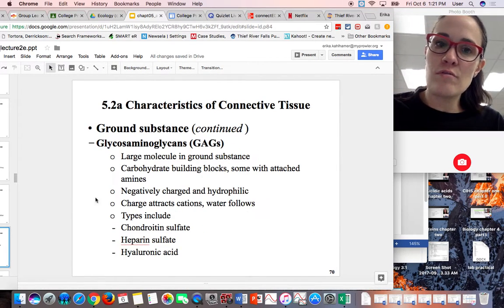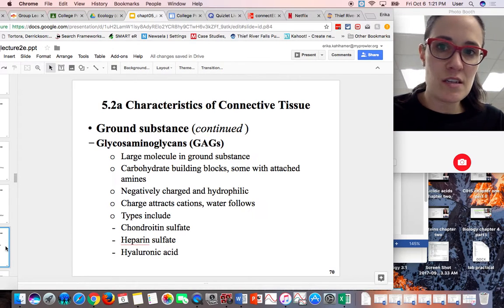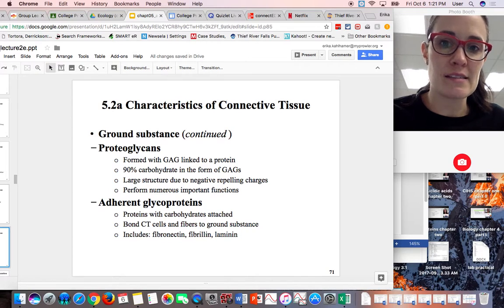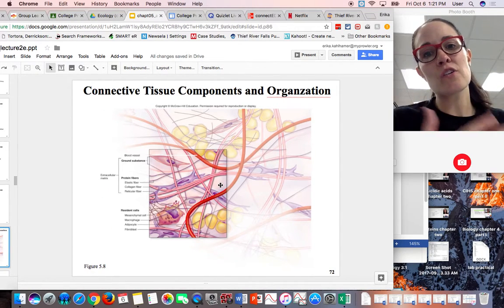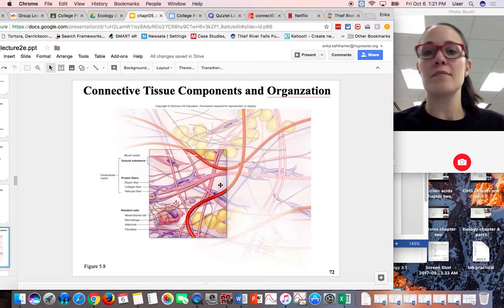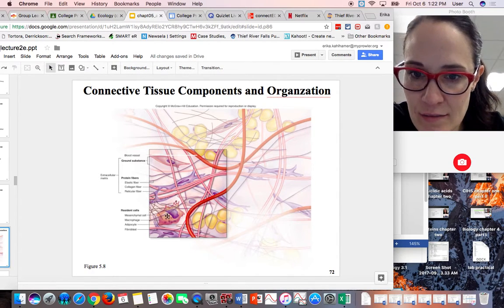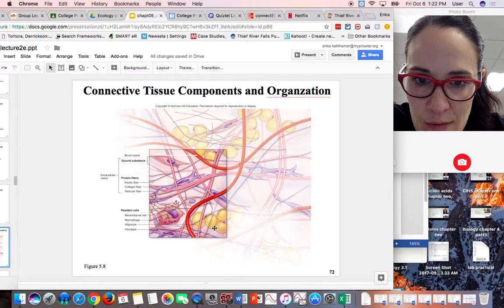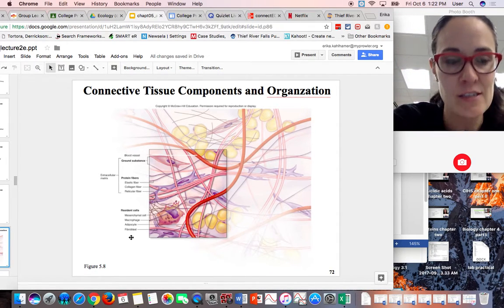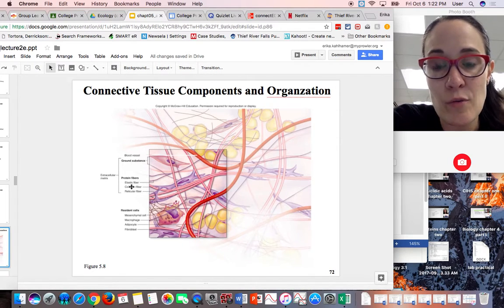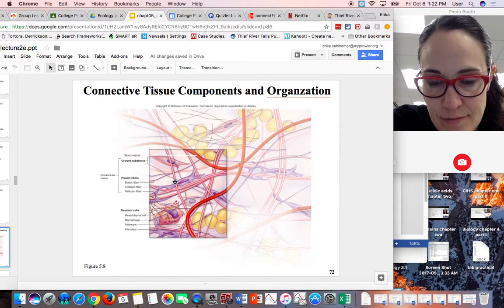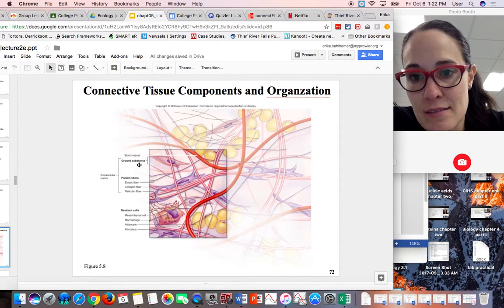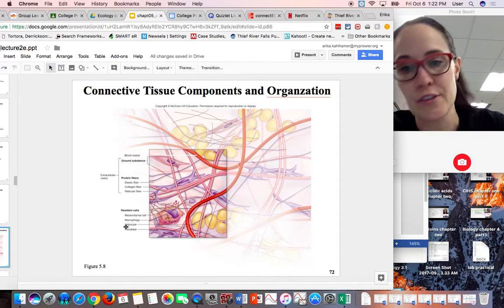I'm going to tell you that you don't focus on this. Let's just ignore the details about the ground substance here, about the GAGs and the proteoglycans and the glycoproteins. Here's what connective tissue looks like. Generally speaking, we have cells, some examples of adipocytes, fibroblasts, macrophages. Here are our protein fibers: we have elastic, collagen, and reticular, and then we have ground substance. Okay, and this is a good figure to refer to.